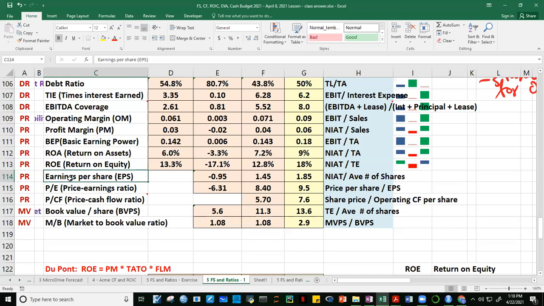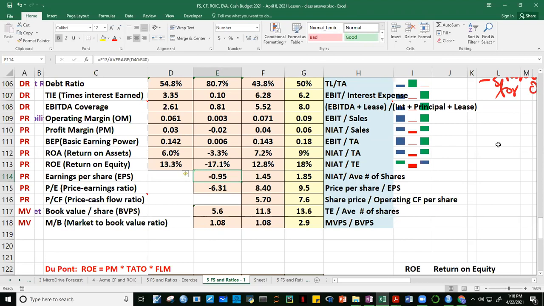EPS, this is a very popular measurement, earnings per share. So what is this earnings per share? What we do here, guys, is take the net income after tax again and divide it by the average number of shares. Why average number of shares? Because it's possible, guys, that the company issues new stock, so the beginning and the ending can differ. So if there's a change between the beginning number of shares and the ending number of shares, we should average that out. So take a look at this example.